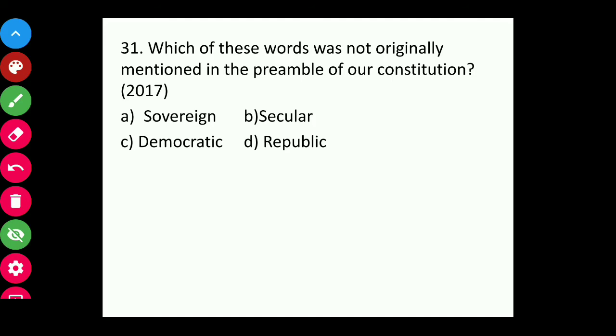31. Which of these words was not originally mentioned in the preamble of our Constitution? A. Sovereign. B. Secular. C. Democratic. D. Republic. So the answer is B. Secular. This was not included in the original preamble of our Constitution.